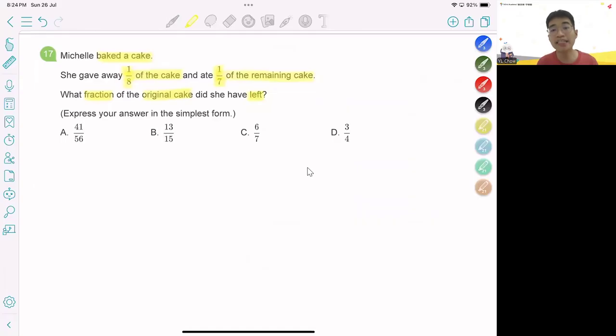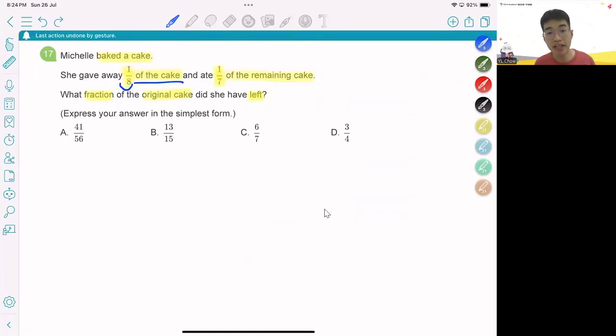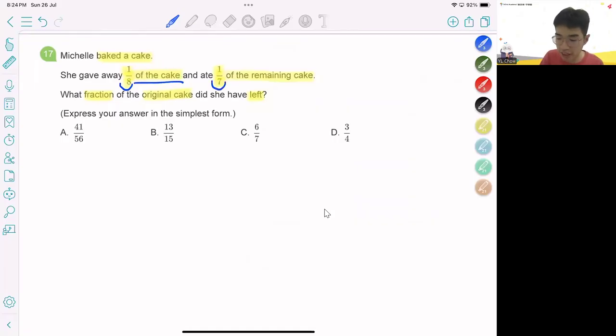So in this question, you realize that it's a fraction word problem with two fractions. Whenever you see two fractions, the first thing that you have to make sure is whether these two fractions are talking about the same total or not. Let's read the question again. The first fraction is she gave away 1 over 8 of the cake. So that means the first fraction is about the entire cake. It's taken from the entire cake. The second fraction, she ate 1 over 7 of the remaining cake. So are these two fractions talking about the same total? Are they taken from the same total? The answer is no.